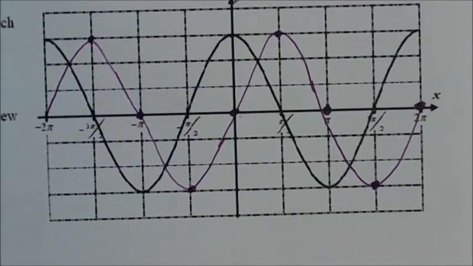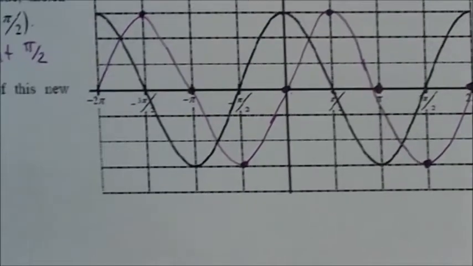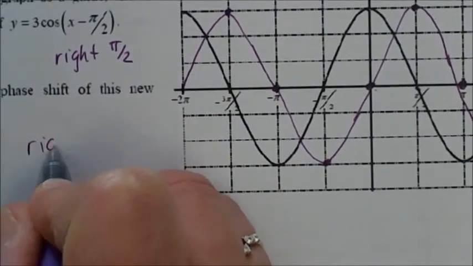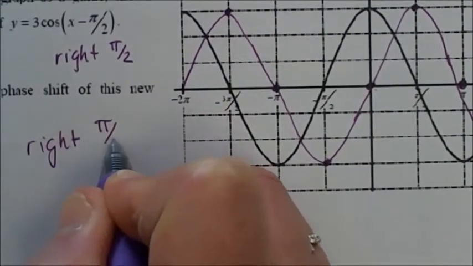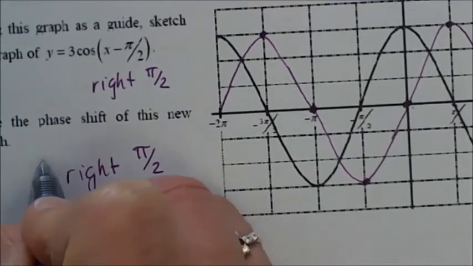State the phase shift of this new graph. Well, it's a horizontal shift to the right, pi over 2.